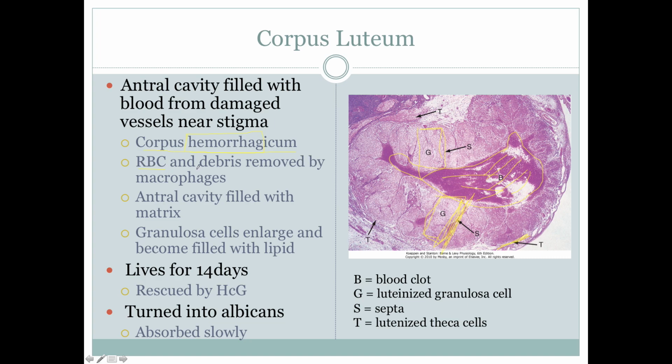So the red blood cells and all the other debris have to be removed by the tissue-specific macrophages. So here's one right here. So it's got to come remove the dead cells. The antral cavity is now filled with this matrix type material, and then the granulosa cells get really, really big. They fill with lipid because remember, this is steroidogenic. There's lots of LDL and HDL and steroid hormones in this region. So they become fatty and filled with lipids, and lipids are yellow. That's why in fatty liver disease, the liver turns yellow.